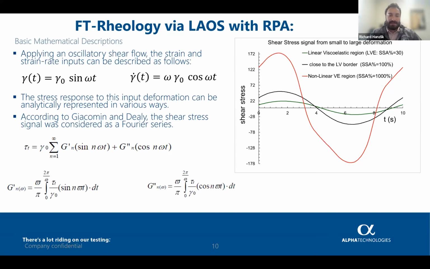Based on this theory, the stress signal can be described in the nonlinear regime as a Fourier series, which is the sum of all of the higher harmonics of G prime and G double prime. And we use the odd harmonics because typically polymers respond as a square wave. So we need to focus in on those odd harmonics as opposed to the even harmonics, which provide a triangle wave. With this approach, we only have two terms, like in the linear viscoelasticity. Alpha was one of the first companies to introduce this feature on the RPA, or rubber process analyzer.